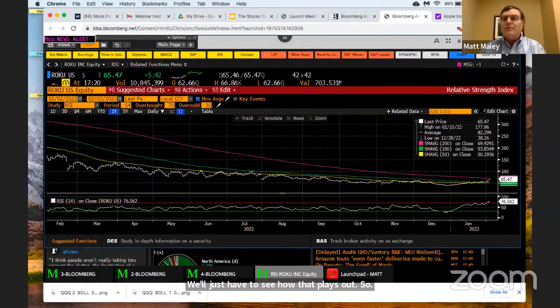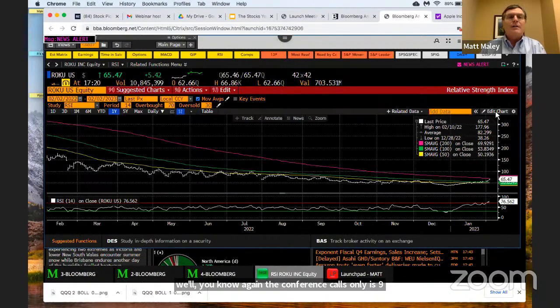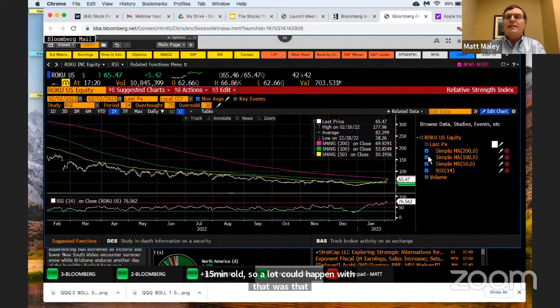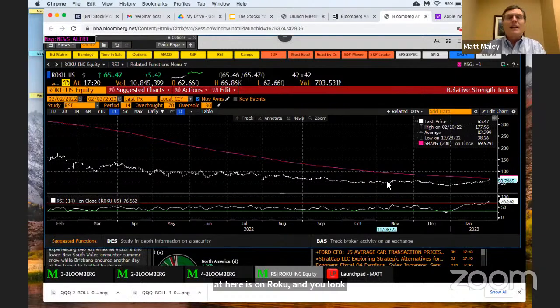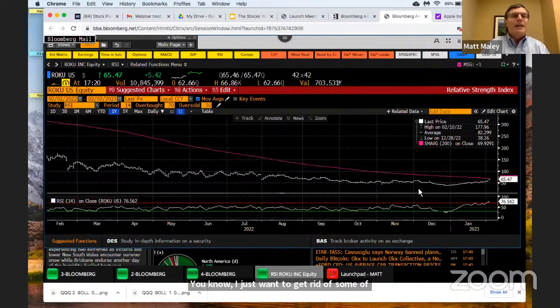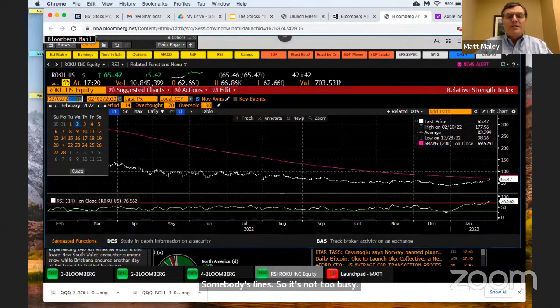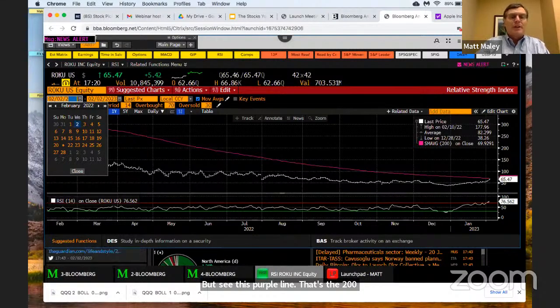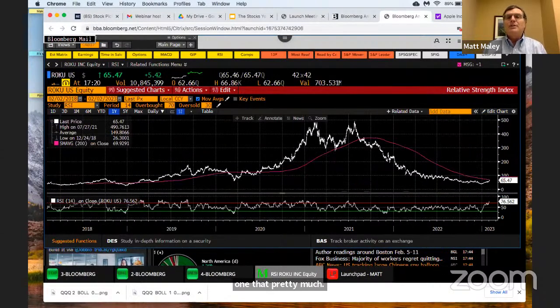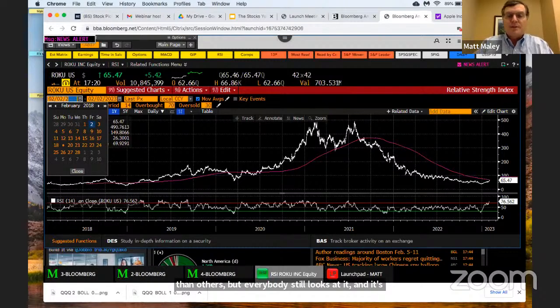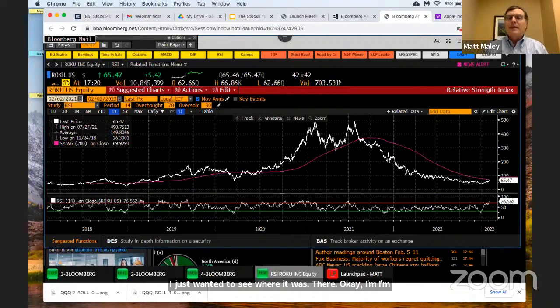The one thing we want to look at here on Roku, on the technical side of things, is this purple line. I'll get rid of some of these lines so it's not too busy. That's the 200-day moving average, one that pretty much everybody looks at. Some people say it's more important than others, but everybody still looks at it. Let me see where it was there. Okay, I went too far back. Let me just go to 2021.